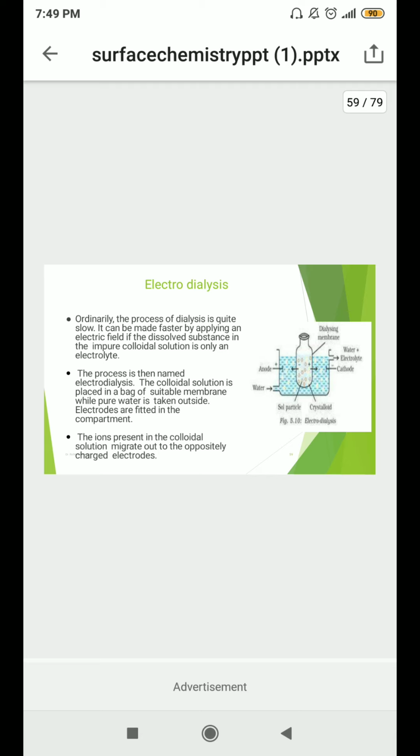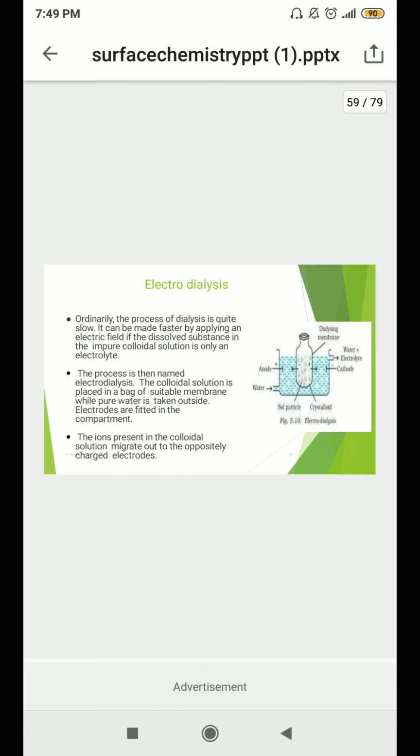And what is electrodialysis? As you understand, there will be an anode and a cathode inside this aqueous solution, and there are dialyzing membranes. You can understand this from the diagram. Here you can see the salt particles and crystalloids. Ordinarily the process of dialysis is quite slow, because when it happens on its own it takes a prolonged time. So to make it faster we apply a cathode and anode. There will be a charge: on the anode a positive charge and on the cathode a negative charge.